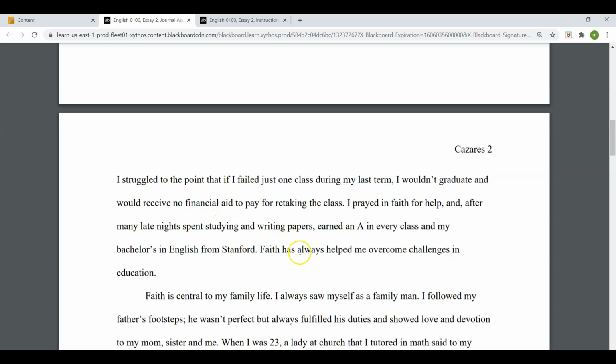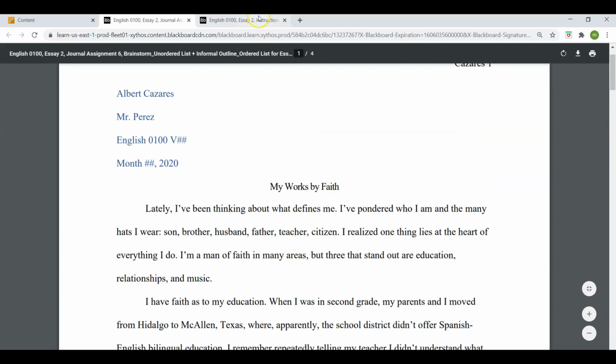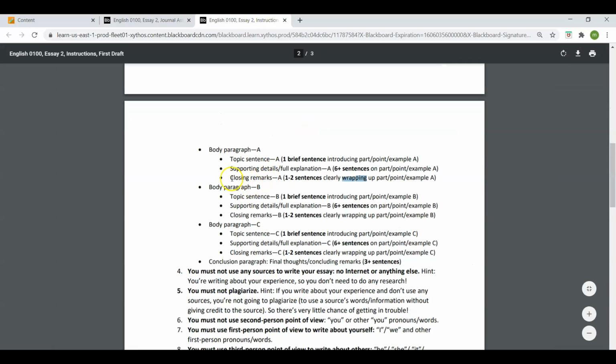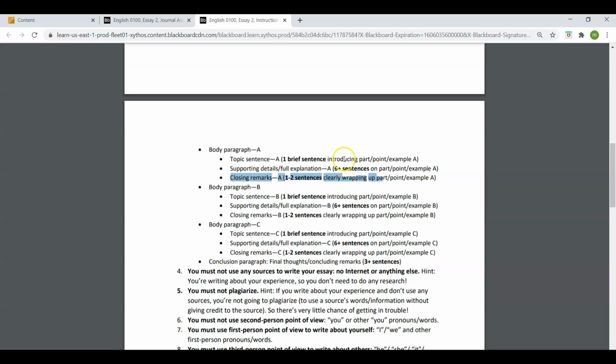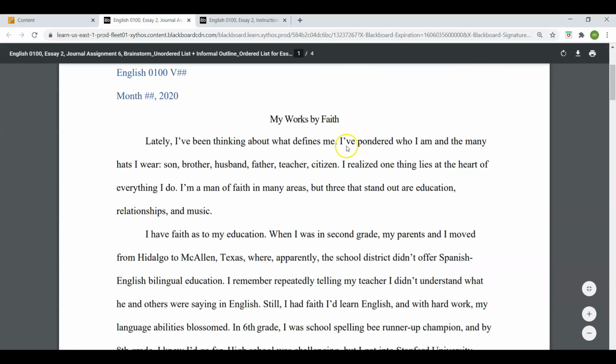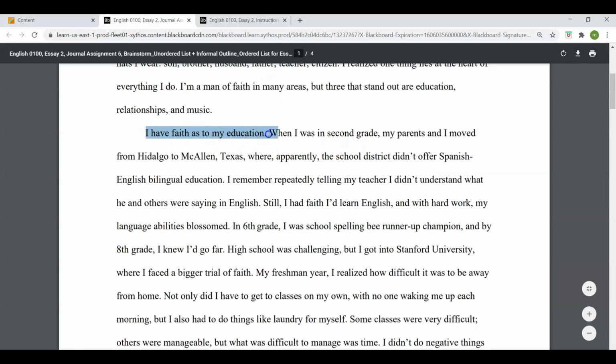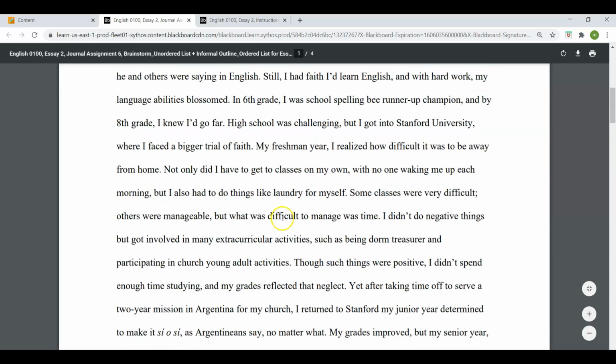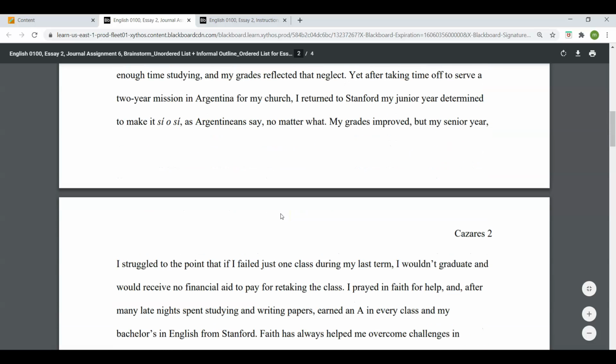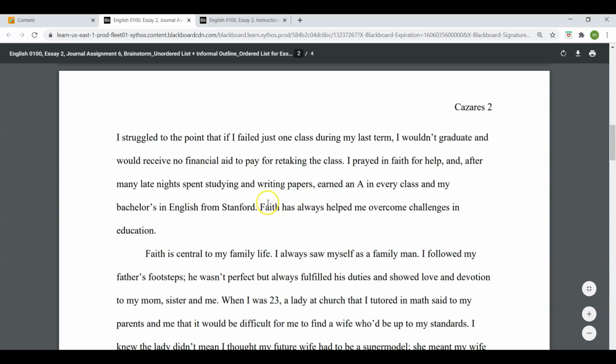Okay, for you. All right, and by the way, notice the other end, because we need to know where to begin and we need to know where to end. So I know that each body paragraph is going to end with a closing sentence or two. It might be one or two sentences that clearly show that it's the end. Okay, so here it is. In this one, this was the topic sentence, and then a bunch of blah, blah, blah. All that is important, but I'll skip it for right now. At the end, we've got, "Faith has always helped me overcome challenges in education."